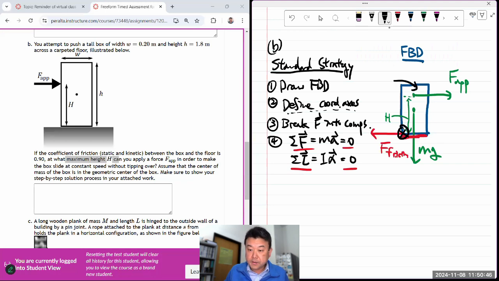Both the torque from the applied force and the torque from gravity. So I think my normal force has to be as far to the right as possible, so that for a given amount of normal force, my counterclockwise torque is as large as possible. So yeah, that's my normal force. That's my step number 1.